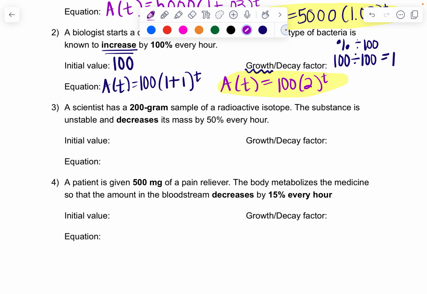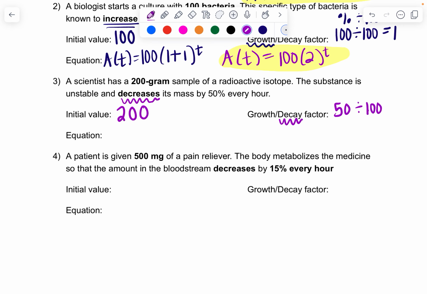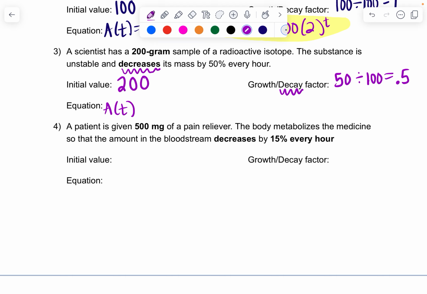A scientist has a 200-gram sample of radioactive isotope. So that's the initial value, 200. The substance is unstable and decreases. Since it's decreasing, it's going to be decaying. Its mass by 50% every hour. So to find our decay factor here, I'm going to do 50, which is my percentage, divided by 100, which is 0.5. And now when I write this equation, A of t, to find out how many grams are left after a certain amount of time.